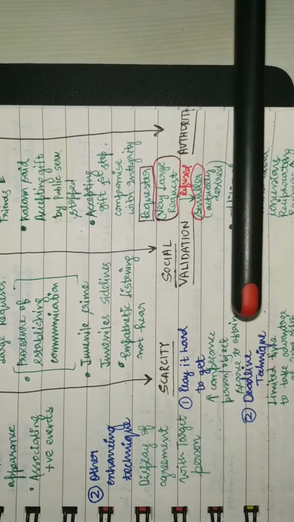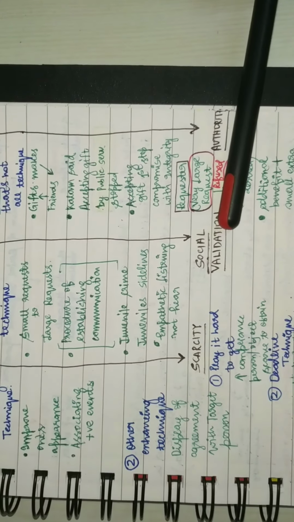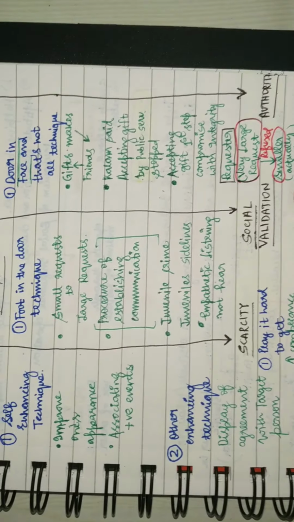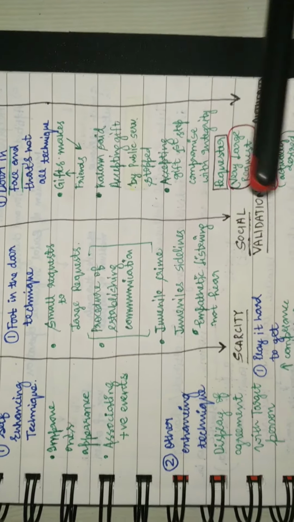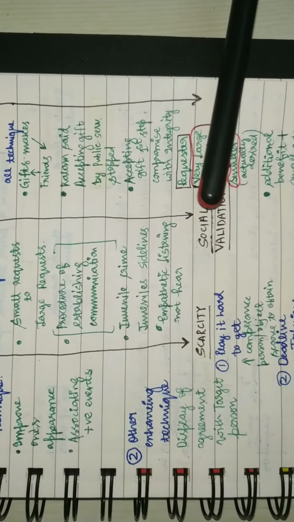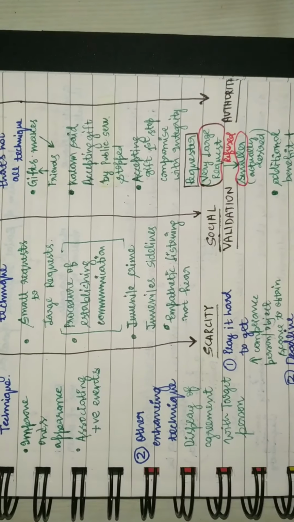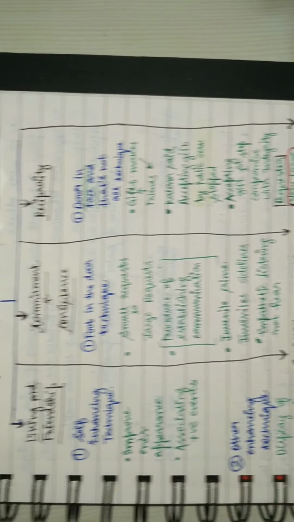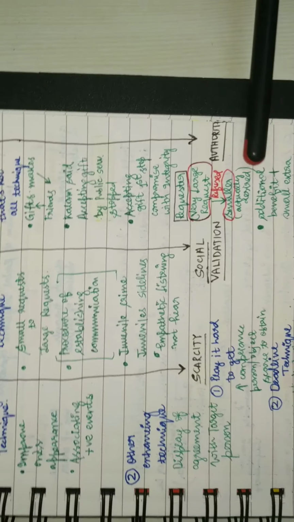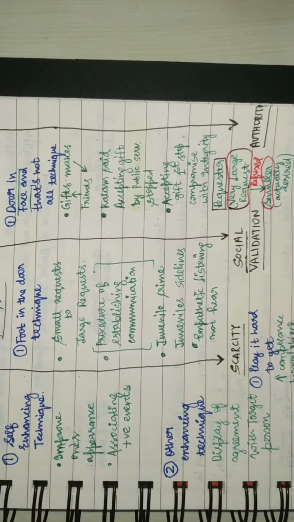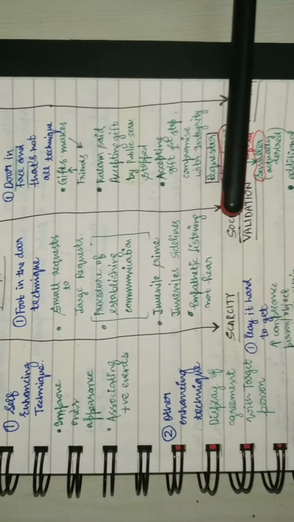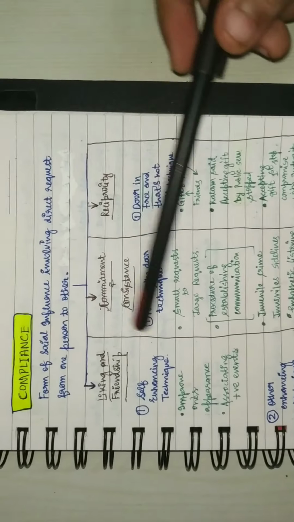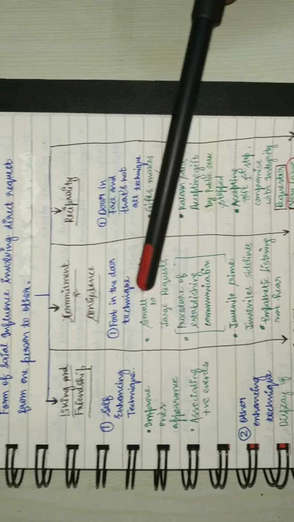The fifth is social validation. That is, we comply with a request for some action if this action is consistent with what we believe people similar to us are doing. So that's a kind of social validation. And the sixth is authority. We show willingness to comply with a request from someone who is a legitimate authority. So those are the six principles of compliance.